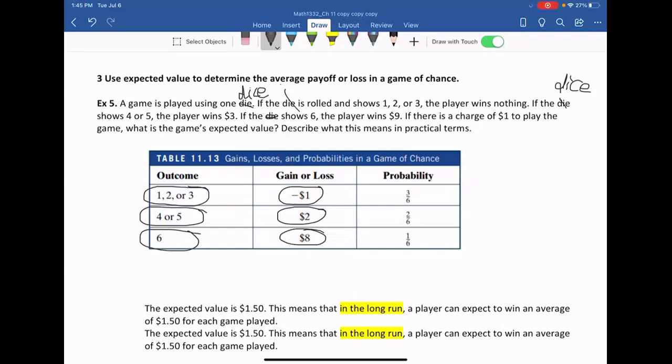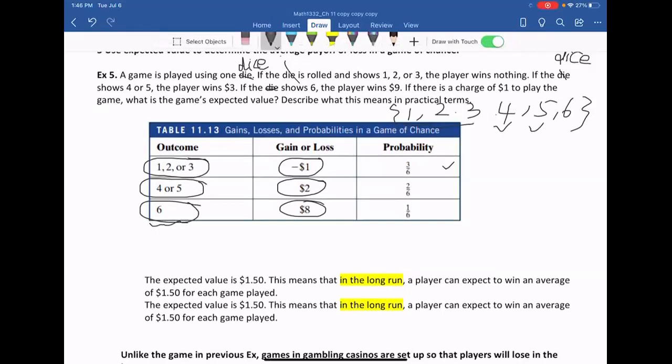So list the probability here. The sample space is 1, 2, 3, 4, 5, 6. The probability that 1, 2, or 3 will occur is 3/6. If it shows 4 or 5 it is 2/6. If it shows 6 the probability is 1/6. So the expected value equals -1 times 3/6, which is 1/2.